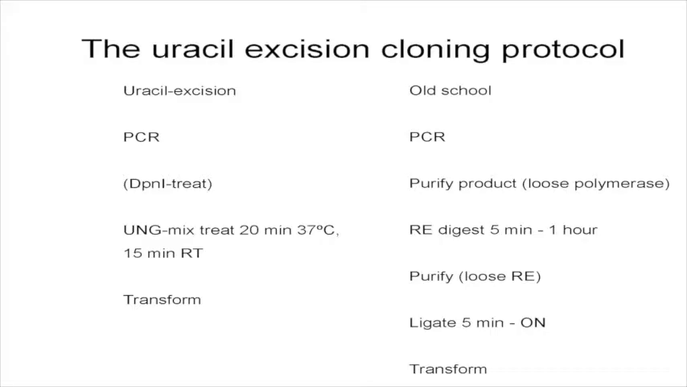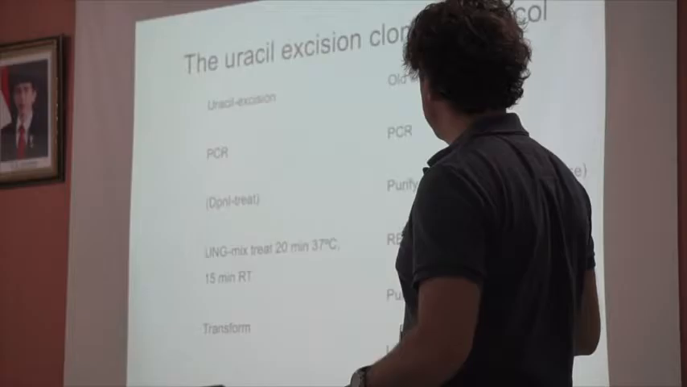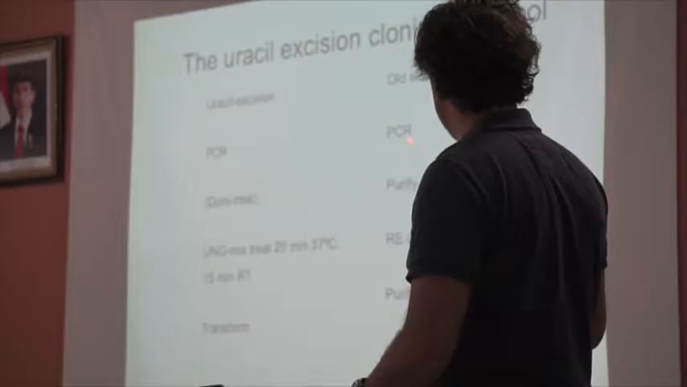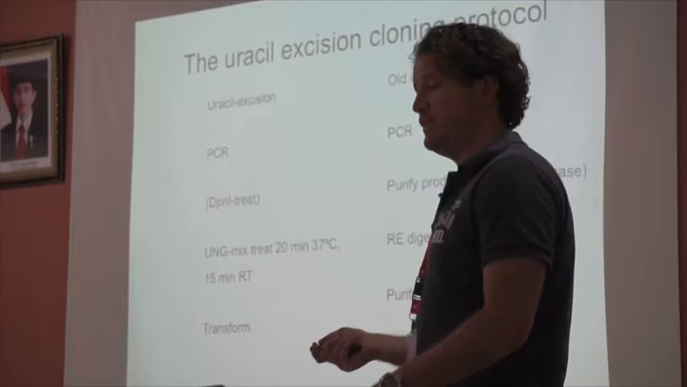So this is just a simple comparison between what I call old school, restriction enzyme based cloning, and uracil excision. Okay, let's say we start with PCR. Then you have your uracil, you have your enzyme to remove the uracil. This happens at 37 degrees. You then lower the temperature, because you want the Velcro to come together. Then you transform. That's how simple it is to cut and paste DNA using this method.